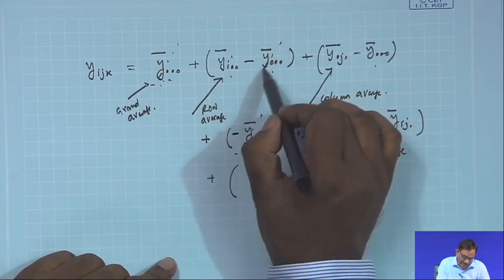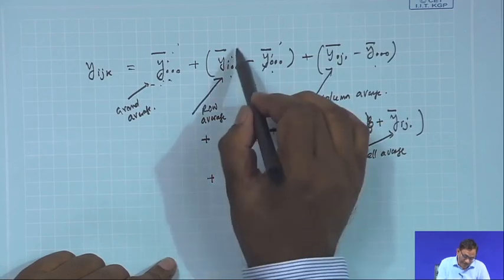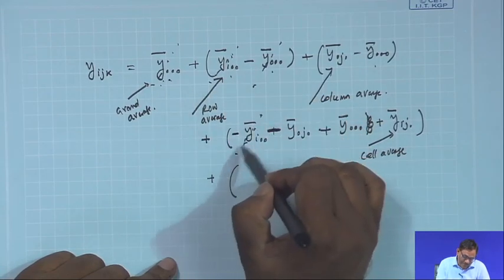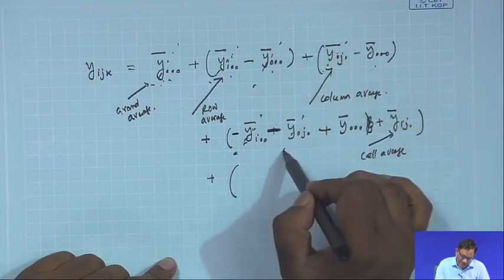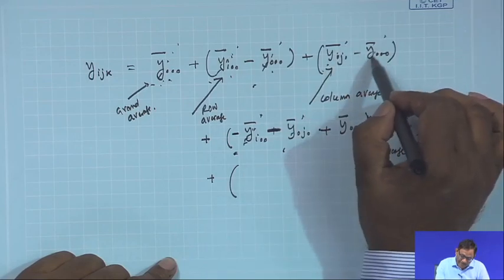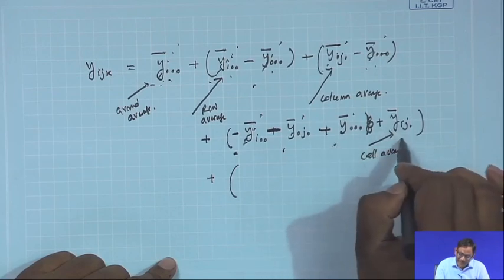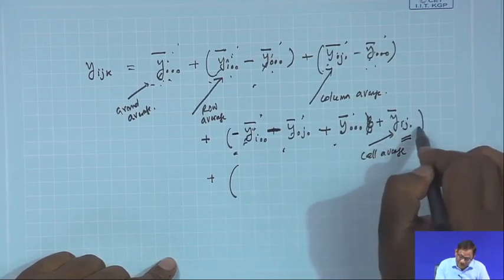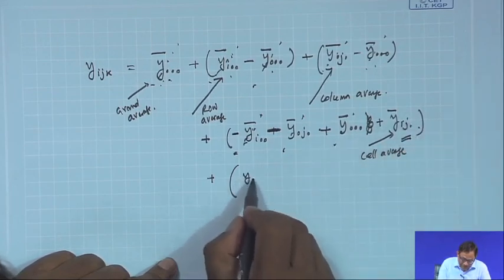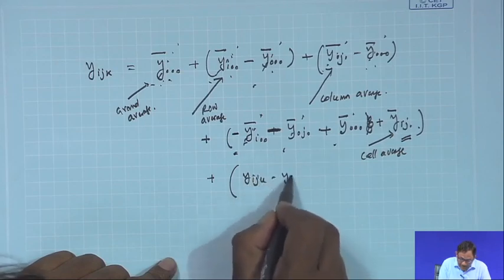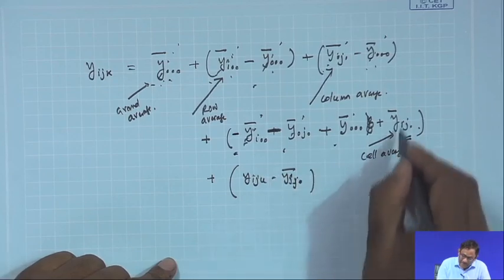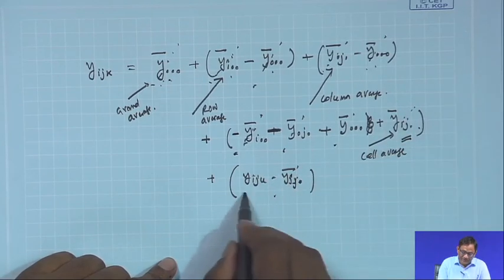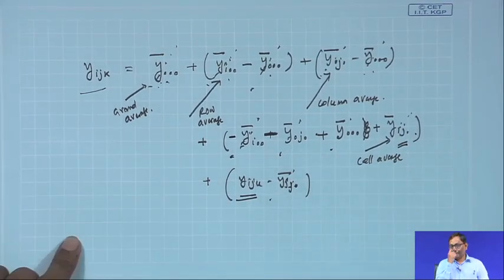This will be cancelled out by this one. y i dot dot, this will be cancelled out by this one. y, this will be cancelled out by this one. Then this will be cancelled out by this one. So the remaining, this also will be cancelled out. So if I write y i j k minus y i j dot bar, then this will be cancelled out by this, then y i j k equals y i j k.